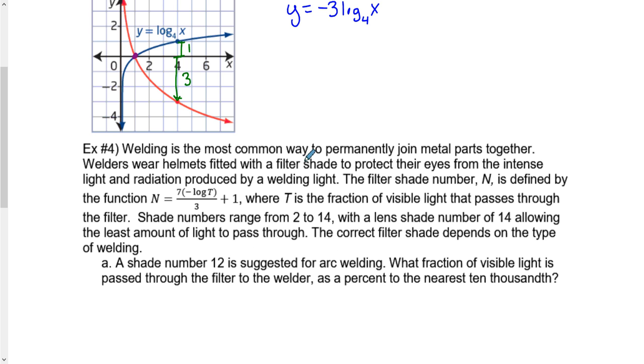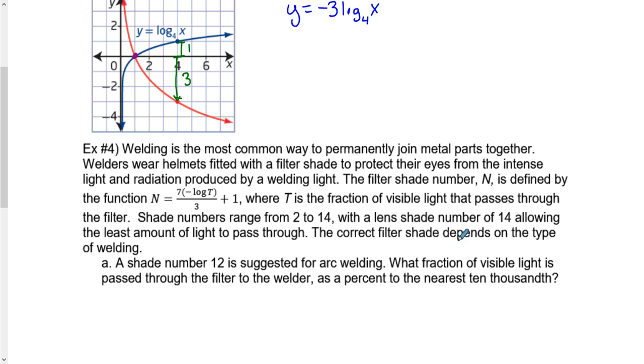Welders wear helmets fitted with filter shade to protect their eyes from the intense light and radiation produced by welding light. The filter shade number n is defined by the function n equals 7 bracket negative log t over 3 plus 1, where t is a fraction of visible light that passes through the filter. Shade numbers usually range from 2 to 14, with lens shade number 14 allowing the least amount of light to pass through.